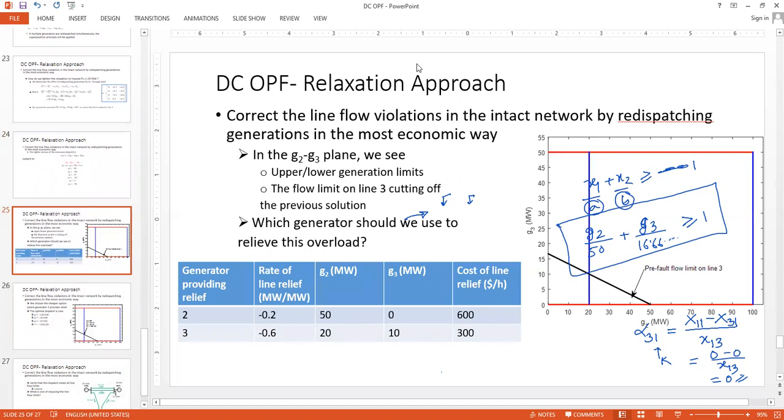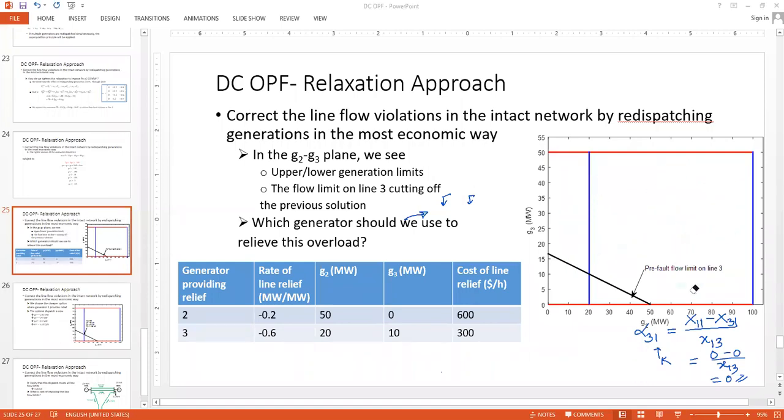Okay, so G2 over 50 plus G3 over 16.66 means we have a straight line where the G2 axis will have intercept equal to 50 and G3 will have an intercept equal to 16.66 something. So you see, we have a new constraint added where G2, this is the G2 axis, intercepted at 50 and G3, this is the G3 axis, intercepted at 16.6667. These are the two terminating points of the line, and we simply join the line, okay? So now what is the feasible solution space?